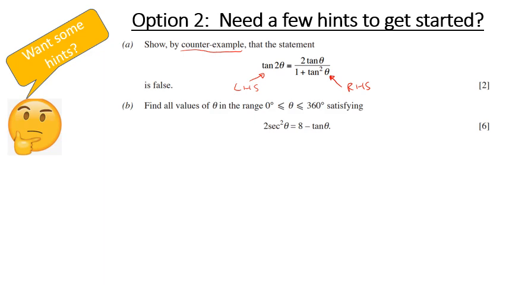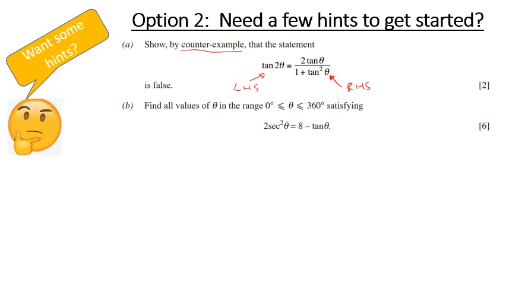Moving on into part B. In part B, we've got an equation to solve. We've got to try and find all the values in the range 0 to 360. And I'm looking at this equation, and the first thing that jumps out to me is that there's a mixture of two different trig functions. There's sec and there's tan. Now, if they were all the same, it would make this question much easier. If they were all sec or all tan, this question would be much easier. So that's going to be our first goal, to try and make them all match.